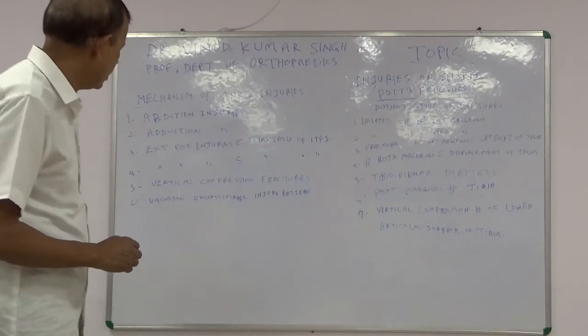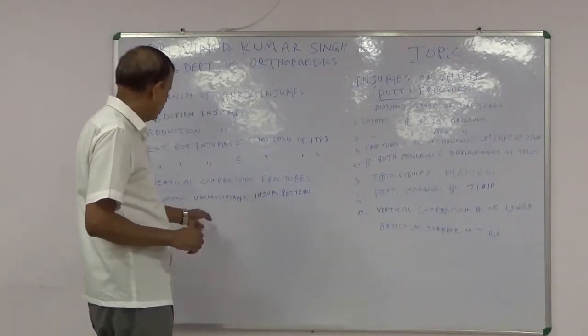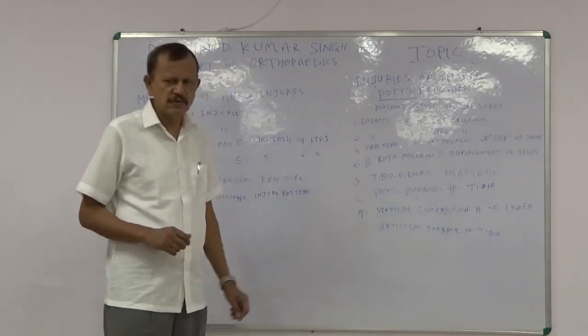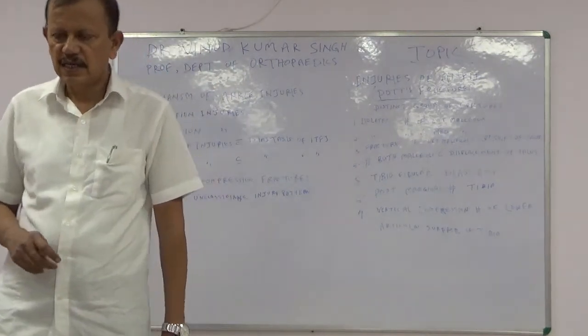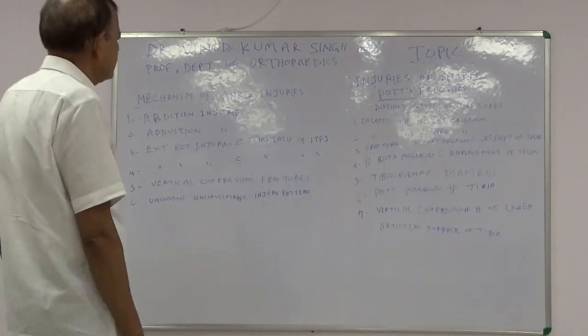At this thoracolumbar junction, that change takes place. These are uncommon patterns, and there are some uncommon unclassifiable patterns which cannot be labeled in a group and do not follow any particular pattern. So this is the mechanism of the ankle injury which commonly happens.